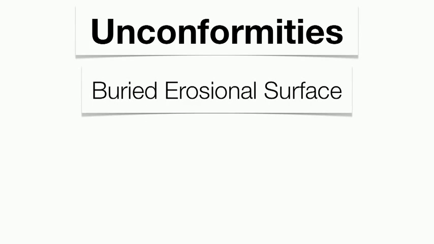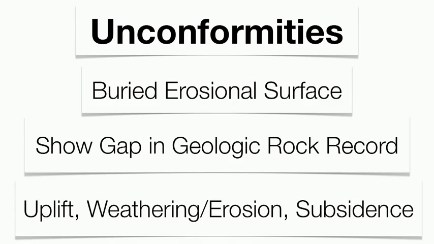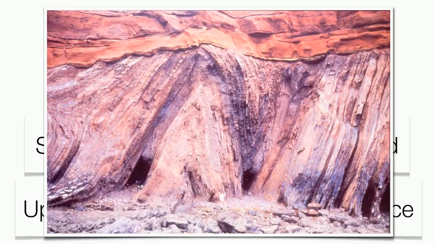Now you can also get unconformities, which are buried erosional surfaces. And what's important here is that they show a gap in the geologic rock record. Rock is actually missing in this case. It's really a three-step process. It's uplift, it's weathering and erosion, and subsidence. Uplift means rock is forced out of the water. Subsidence means that rock falls below water level in order for deposition to occur back. So here's an unconformity right there between the horizontal rock on top and the folded rock down below.